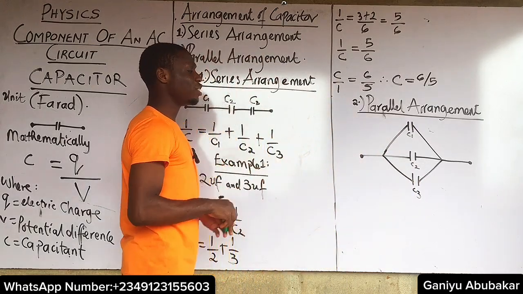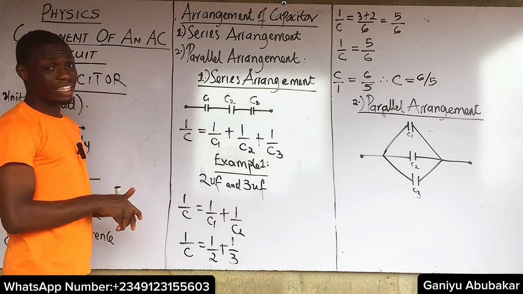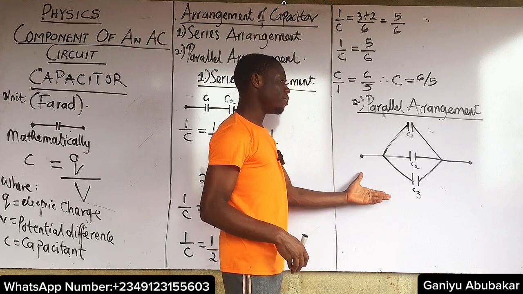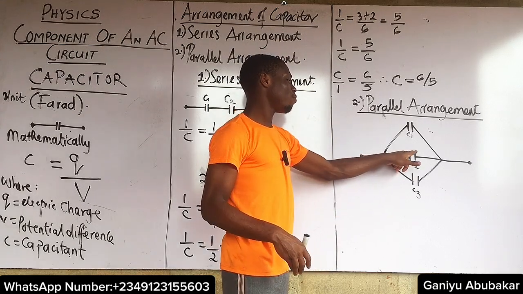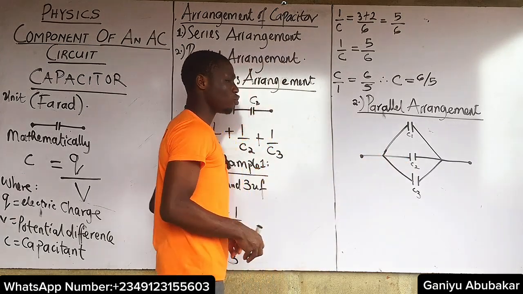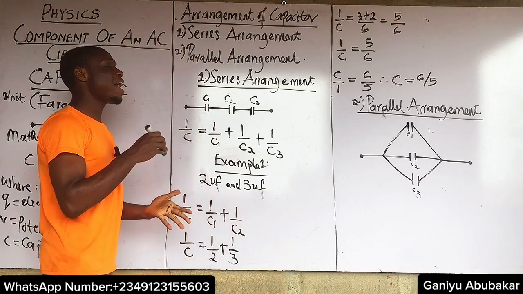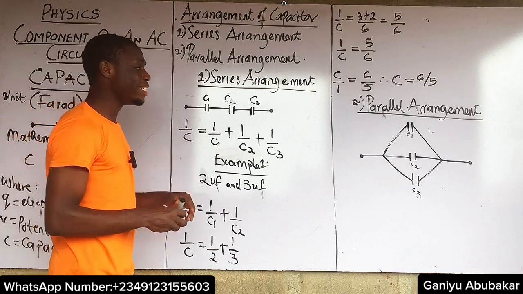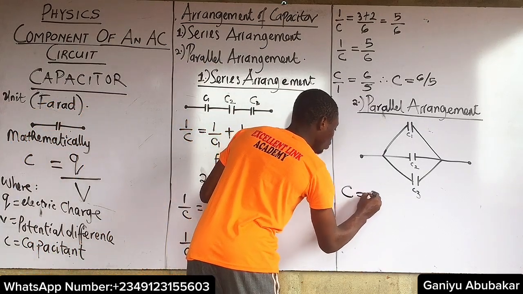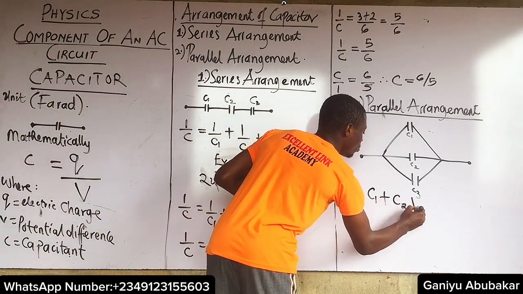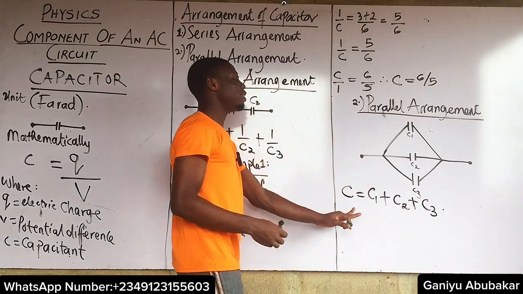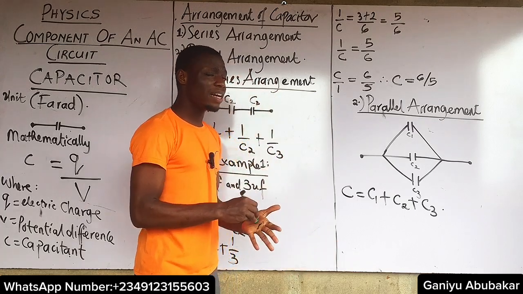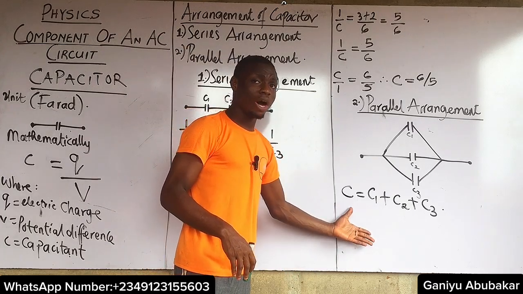When it comes to parallel arrangement of capacitance of a capacitor, I have this diagram here. So it becomes the diagram for expressing a parallel arrangement of capacitor, as you can see in front of you. So note that for a parallel arrangement of capacitor, their equivalent capacitance is given as C equal to C1 plus C2 plus C3. This becomes the mathematical expression for calculating problems under parallel arrangement of capacitor.